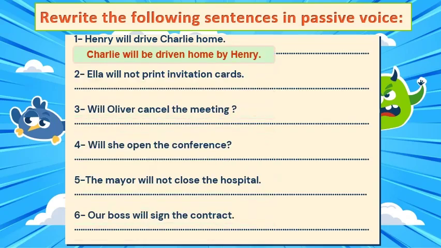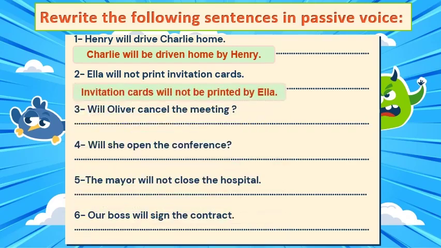Number two, Ella will not print invitation cards. Think about it. I will put it at the end, after the object. We have will here, so it will be in the future. Invitation cards will not be printed by Ella, because we have not here, so I make this sentence negative.